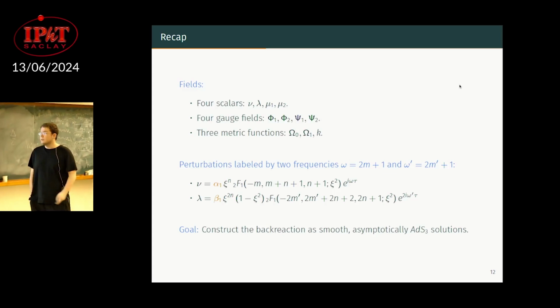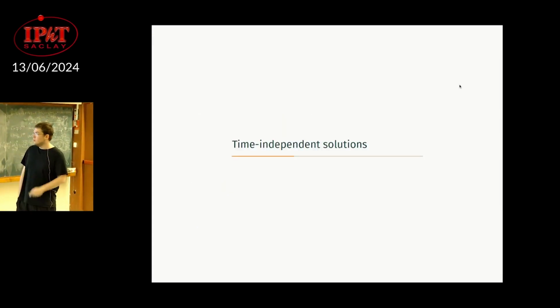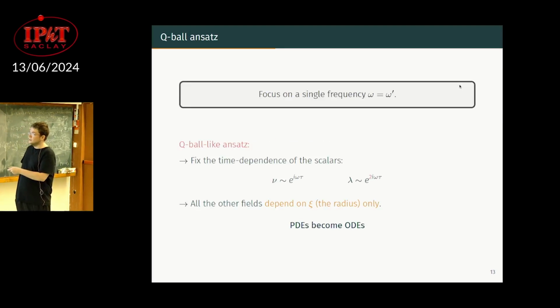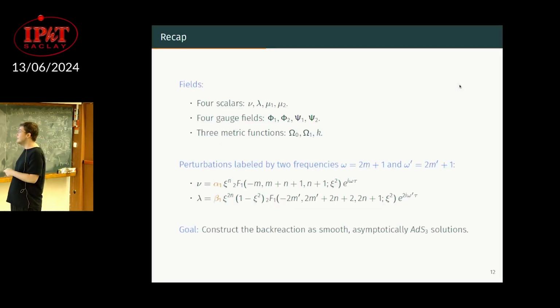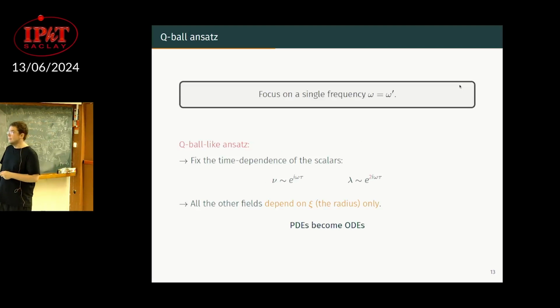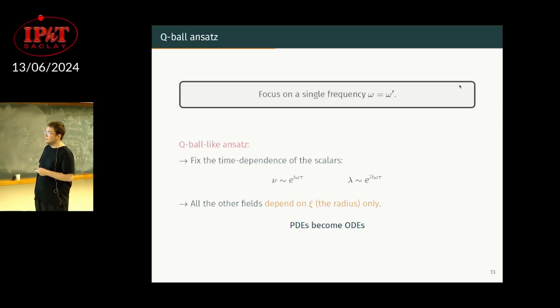Good, so now let's focus on time-independent solutions. To have time-independent solutions, the first thing to do is to focus on a single frequency. If we have several frequencies, it will not be time-independent. And also, we will need to have omega equals omega prime. The reason for this is that we can build a Q-ball-like ansatz, where we fix the time dependence of the scalars nu and lambda in this precise way, where the frequency of lambda is exactly twice the one that appears in nu. If we do that, and we fix all the other fields to depend only on the radius and not on time, it turns out that it is completely compatible with the equations of motion. This comes directly from group theory. What is nice about this is that now we only have to deal with ordinary differential equations. Everything depends only on the radius.